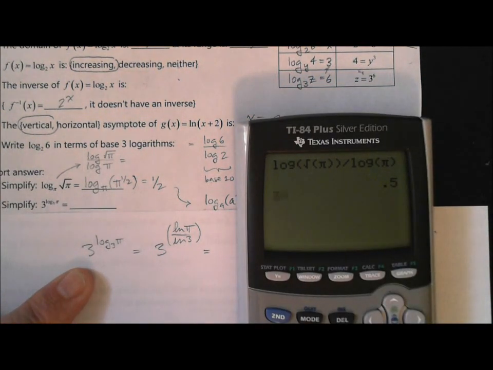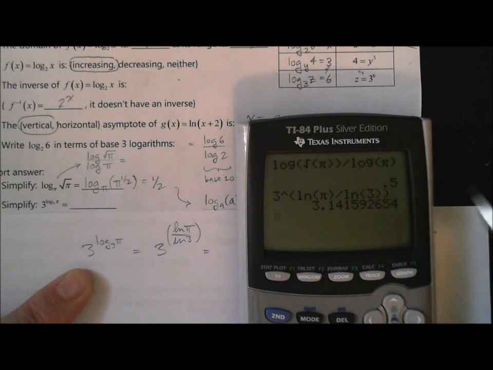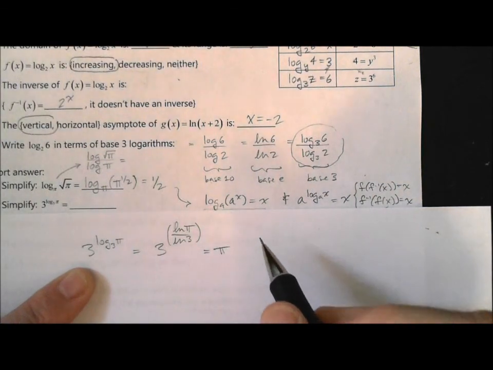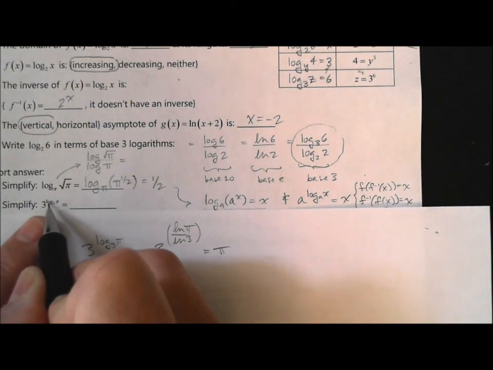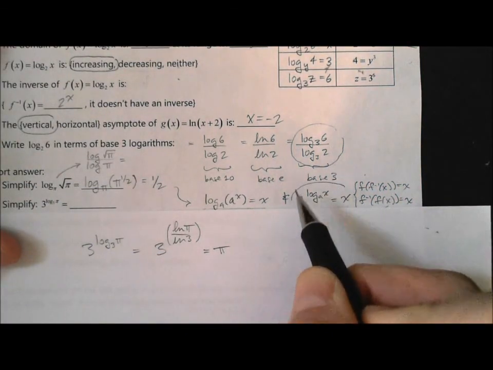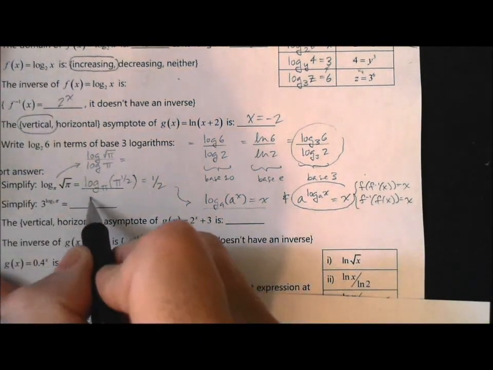We get 3 raised to the parentheses ln pi divided by ln 3. Close my exponent. And I get this strange number. Well, it's only strange if you don't recognize that this number is the calculator's approximation for pi. And so we get pi out of this. And you could check, but again, this 3 raised to the log base 3 of pi is in fact exactly the use of this identity. And so the answer here should be pi.